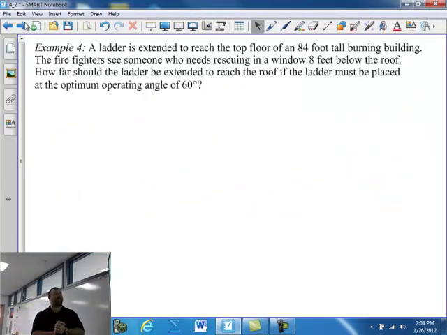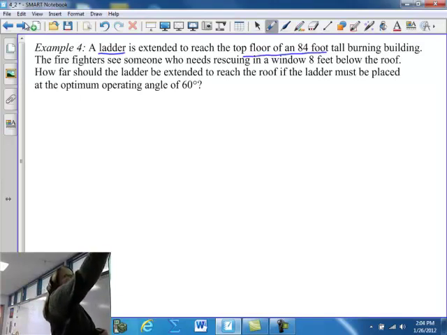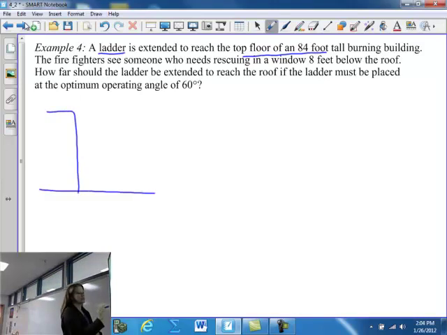Okay, let's continue. We got a word problem here. Mrs. Cofield wrote it, so I'm going to let her do it. We have a ladder. It's going to be extended to reach the top floor of an 84-foot tall building. And the building's on fire. So let me draw a little building over here, and here's my little fire truck. It's a pretty bad fire truck, but you get the idea. There's its ladder, and a little siren on top. Fire, fire, fire. I should make it red.